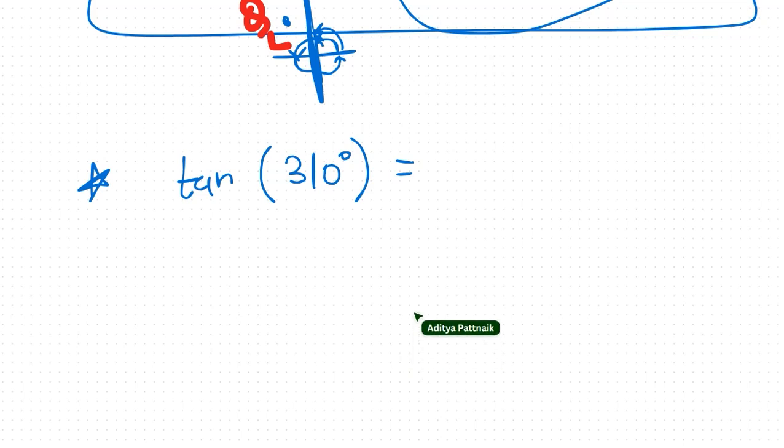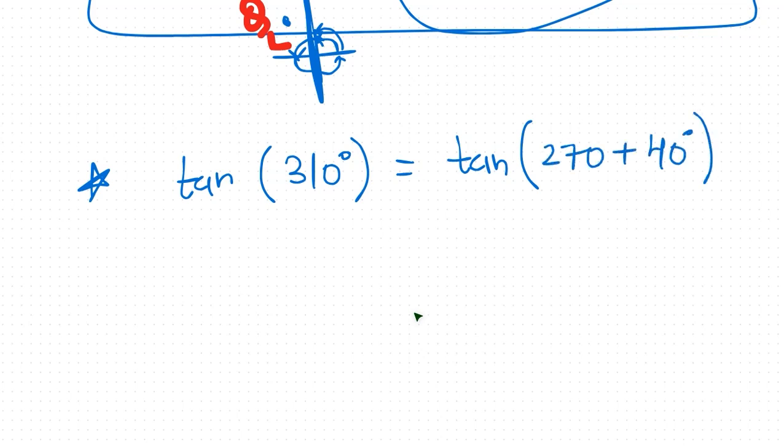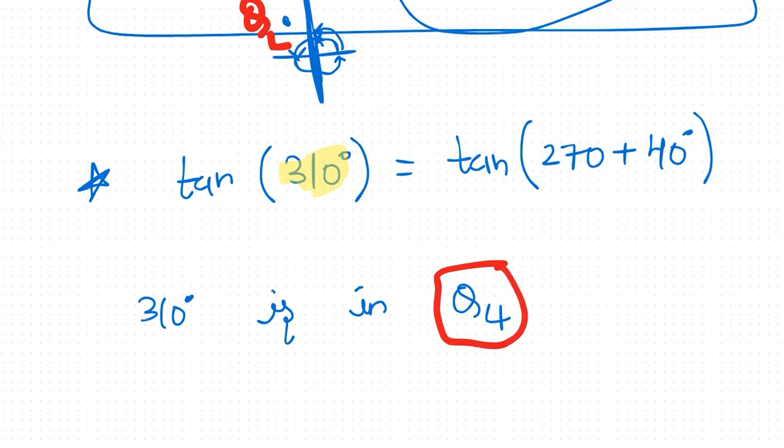So we take the closest multiple of 90, so that would be 270. So you can rewrite it as tangent of 270 plus 40. Then you need to find where it is on the graph. So it's going to be in the fourth quadrant. That means the sign is negative. 310 is Q4. In Q4, tan is negative. So the answer opens up with negative.